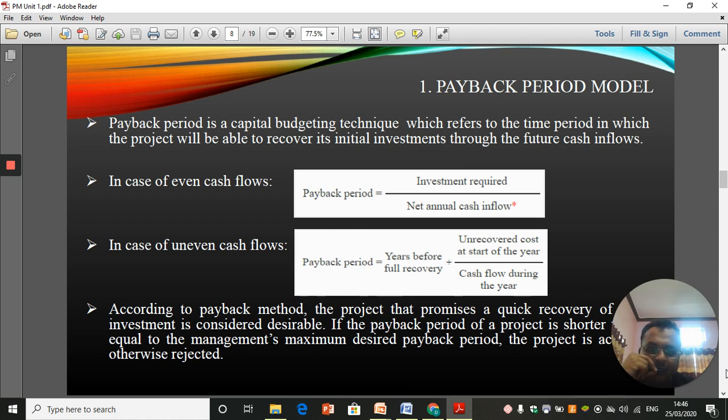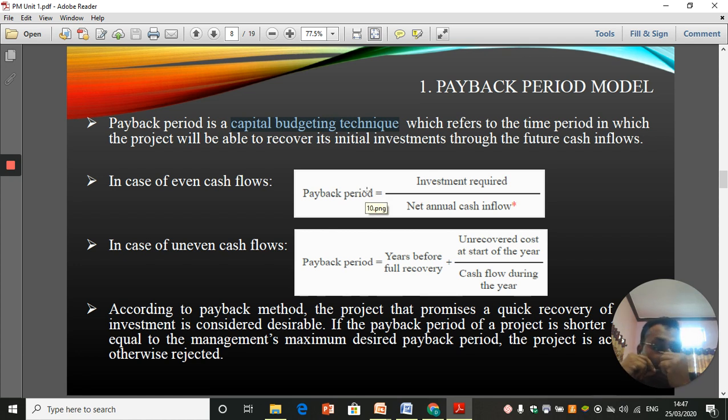In numeric model, we'll go for payback period, first of all. And what is payback period? Payback period is a capital budgeting technique which refers to the time period in which the project will be able to recover its initial investment through the future cash inflows. In case of even cash flows, you can directly find out payback period.